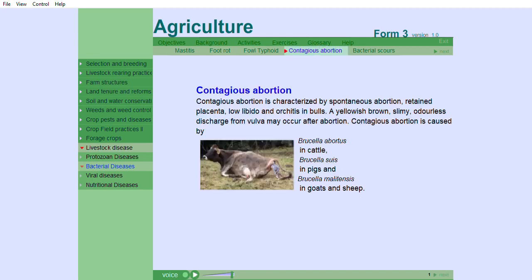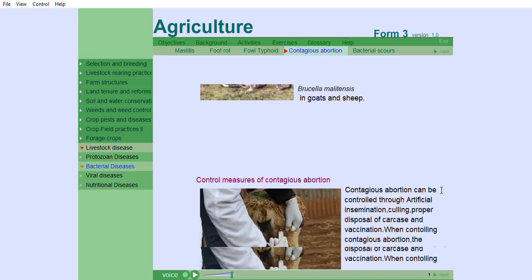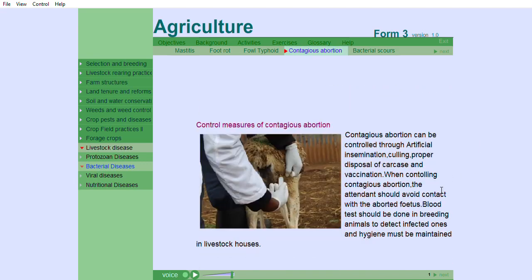Contagious abortion. Contagious abortion is caused by Brucella abortus in cattle, Brucella suis in pigs, and Brucella melitensis in goats and sheep. Contagious abortion is characterized by spontaneous abortion, retained placenta, low libido, and otitis in bulls. A yellowish-brown, slimy, odorless discharge from vulva may occur after abortion.